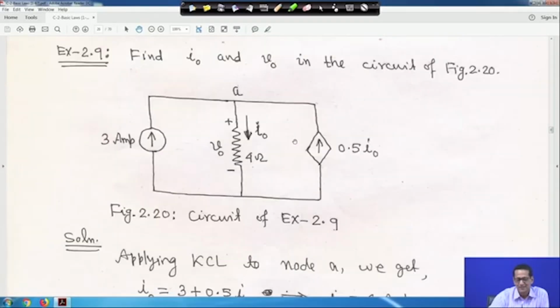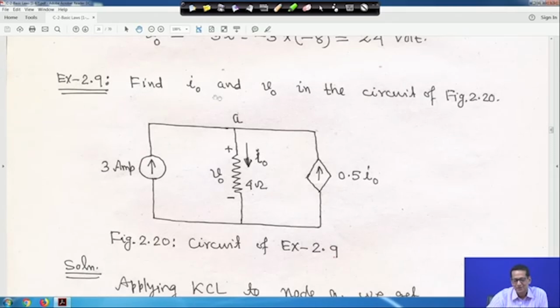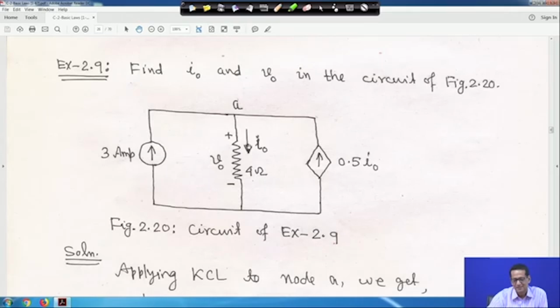Now, another one. This time you have to find I0 and V0 in the circuit of figure 2. This is a series parallel circuit; all three elements are in parallel. One is a dependent current source, this is the current I0, this is the voltage V0, and this is a 3 ampere current source. You have to find I0 and V0.